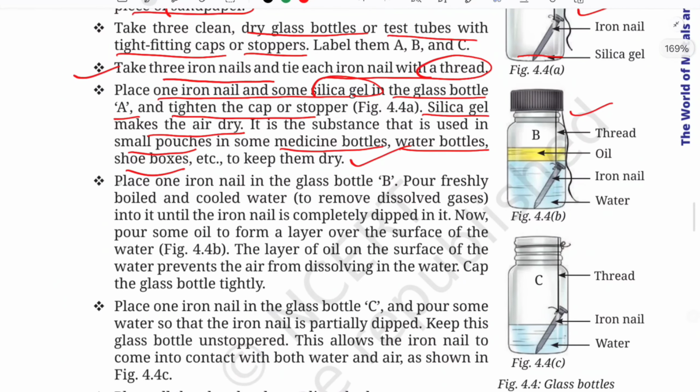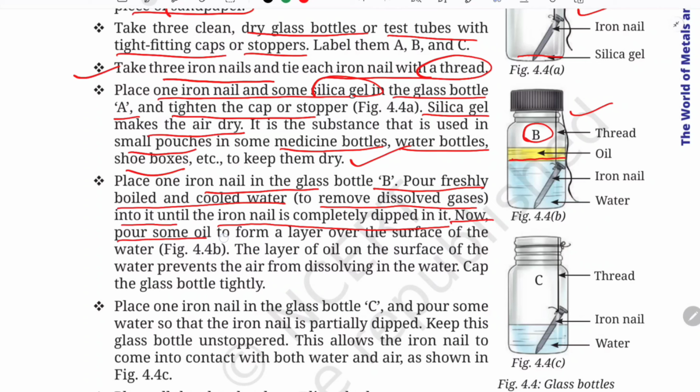And in the second one, now in this B, place one iron nail in glass bottle B, pour freshly boiled and cooled water. That means you need hot water as well as cool water. Why? To remove the dissolved gases if present, and pour it until the iron nail is completely dipped in it. Here, see, the water is still here, isn't it? So the iron nail should be completely immersed in it.